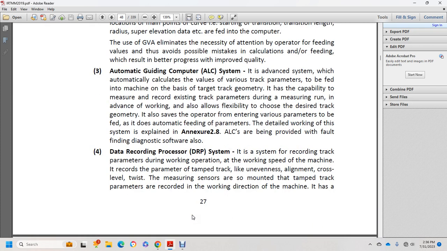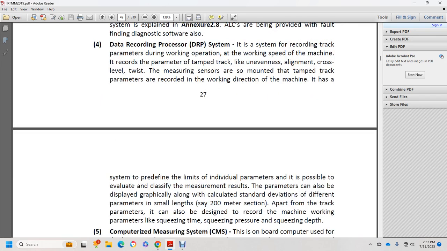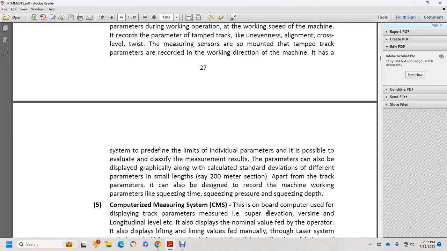4. Data record processor system. This is a system for recording track parameters during the working operation, at working speed of the machine, with the parameters of the tamped track: uneven alignment, cross level, and twist, with the measuring sensor and the amount of tamping, with the track parameters recorded in the working direction of the machine. It also has system predefined limits for the individual parameters. The classified values of the measurement results can also be displayed graphically along with the calculated sum of the deviation of the different parameters, for small lengths, say a 200 meter section. Apart from the track parameters, it can also be designed to report machine working parameters like squeezing pressure and squeezing depth.